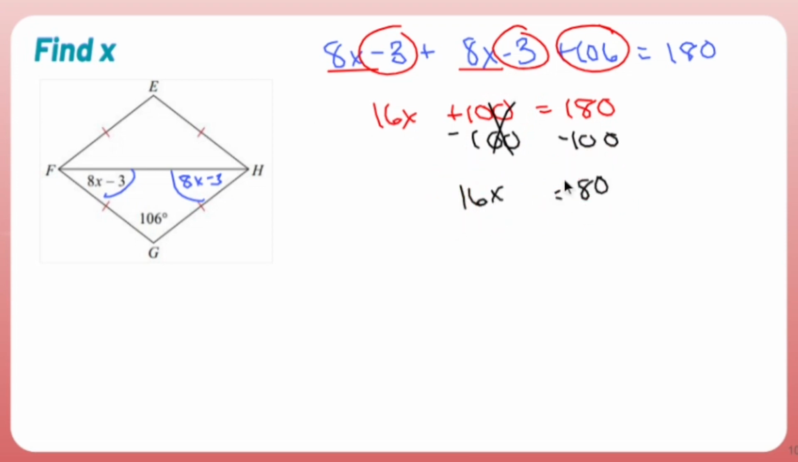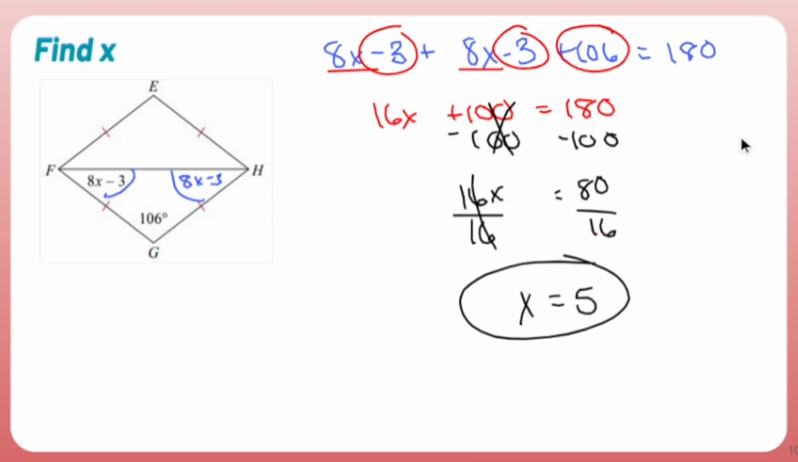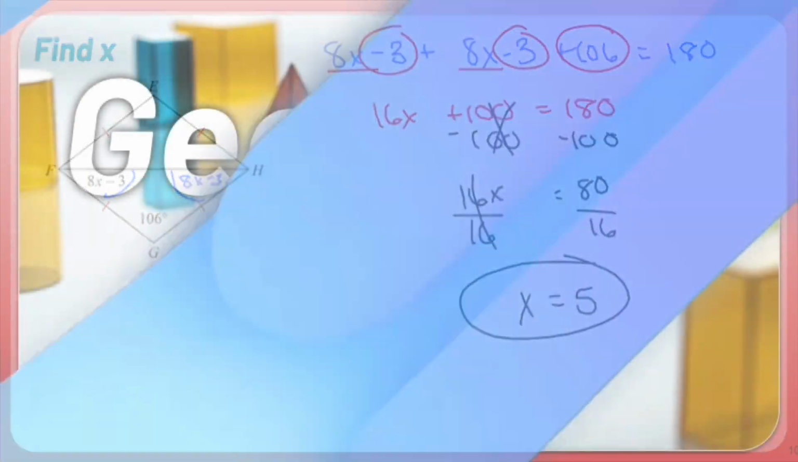In order to get x all by itself, we divide 16 from both sides. And 80 divided by 16 is 5. We're being asked to find x, nothing more, so x is 5. And if you wanted to double check your work by plugging in 5 for x, you get 40 minus 3 and 40 minus 3, and then add all that up, you get 180, but I'm going to leave it like that. Okay? Dunzo.